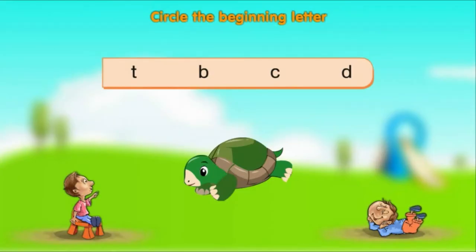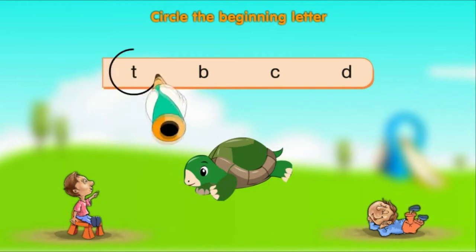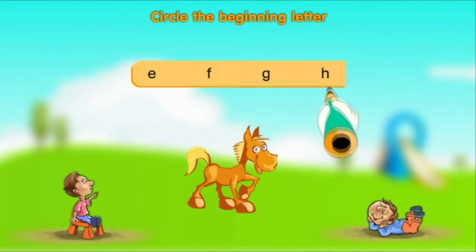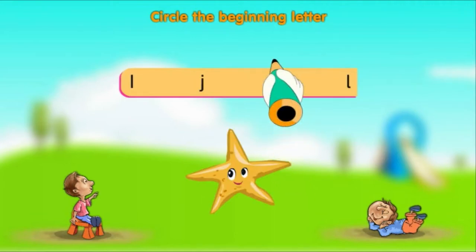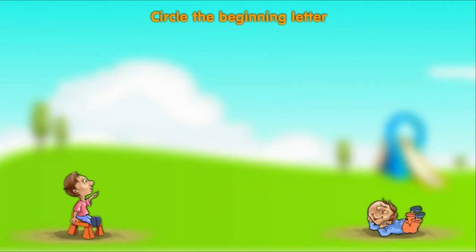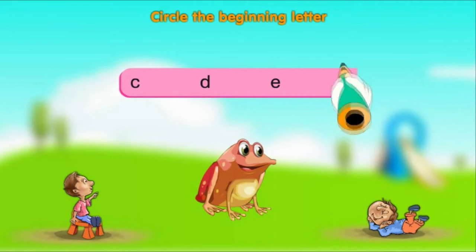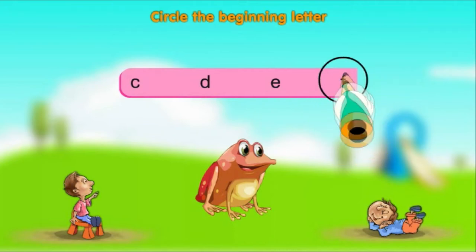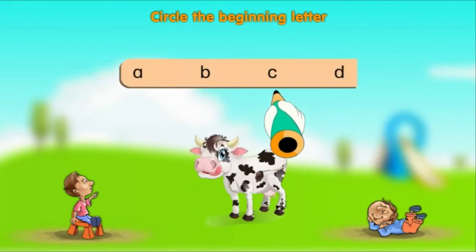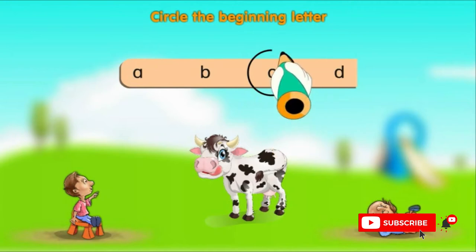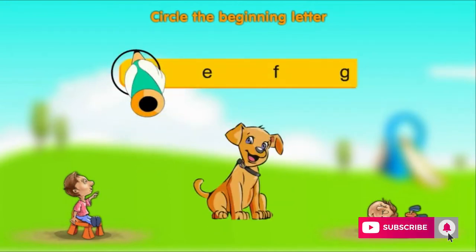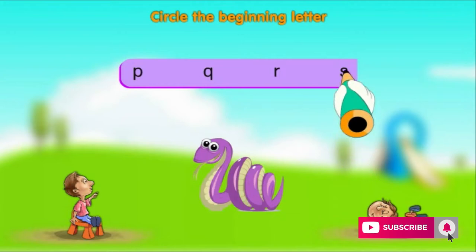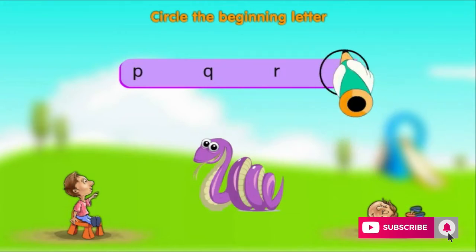Circle the beginning letter. T. Turtle. H. Horse. S. Star. F. Frog. C. Cow. D. Dog. S. Snake.